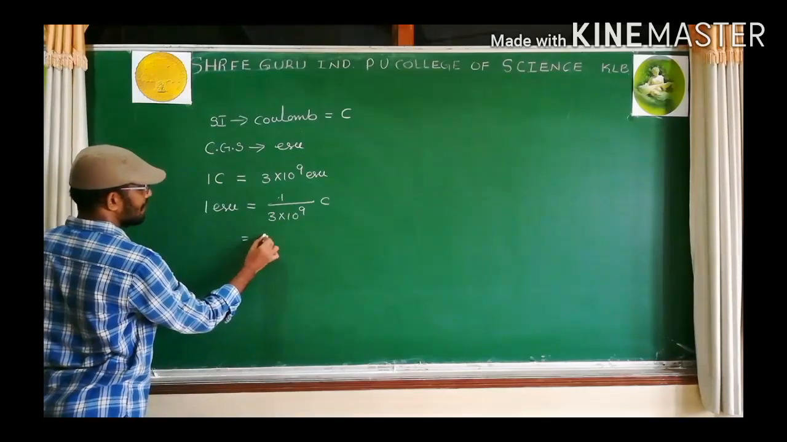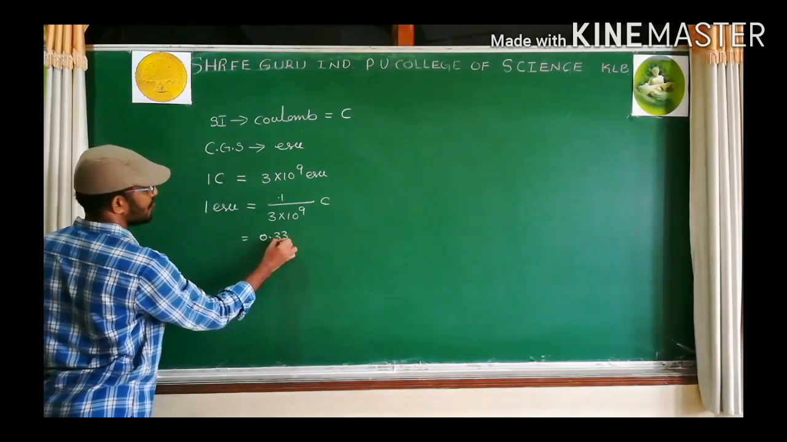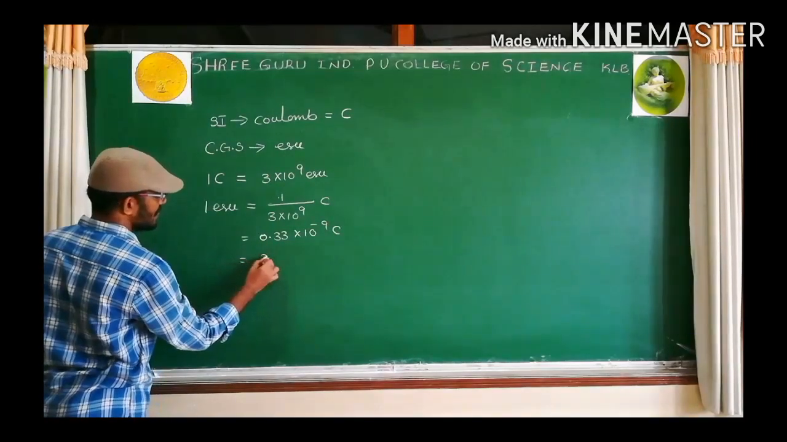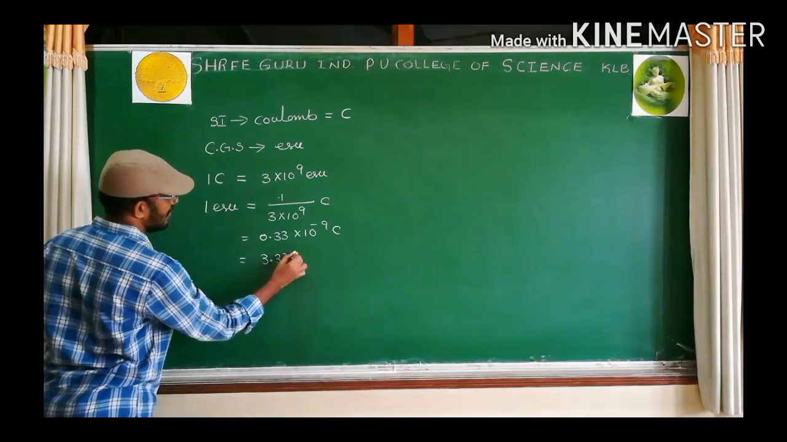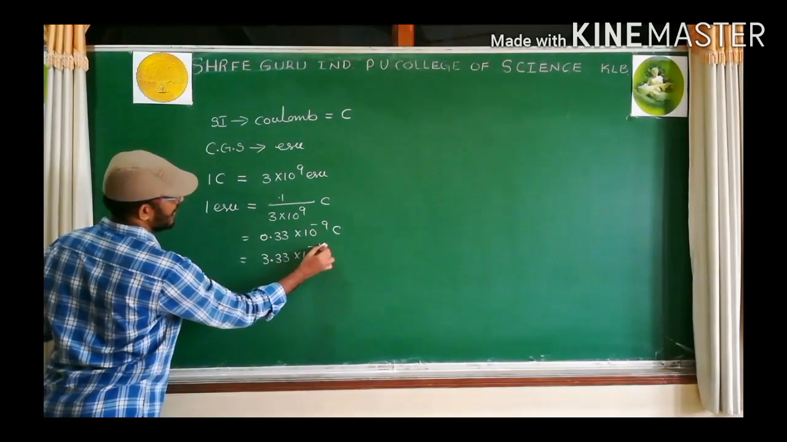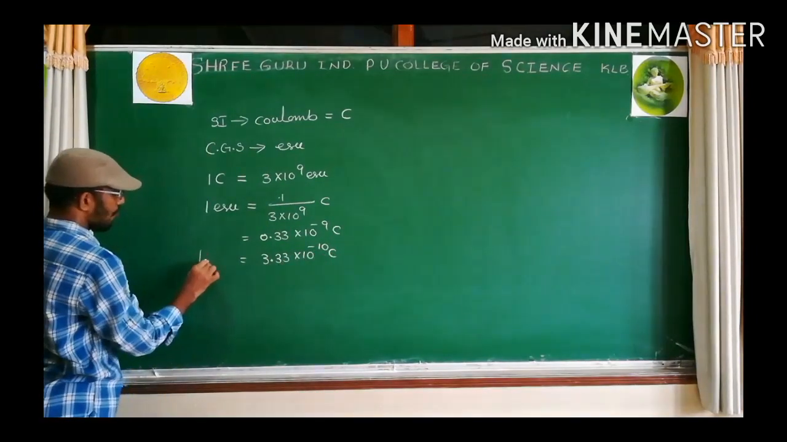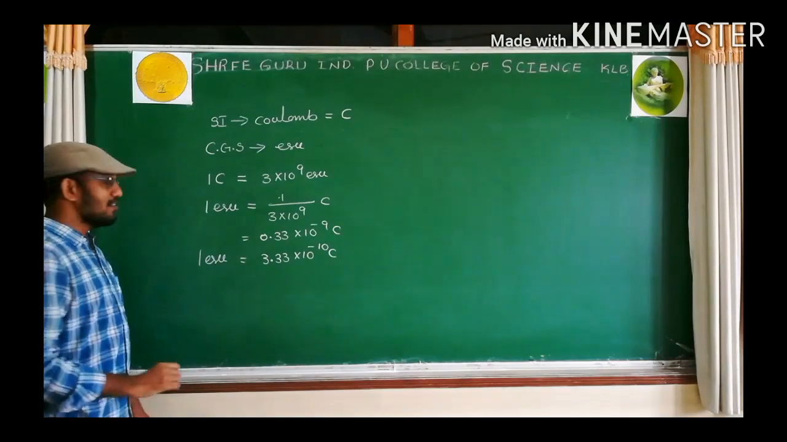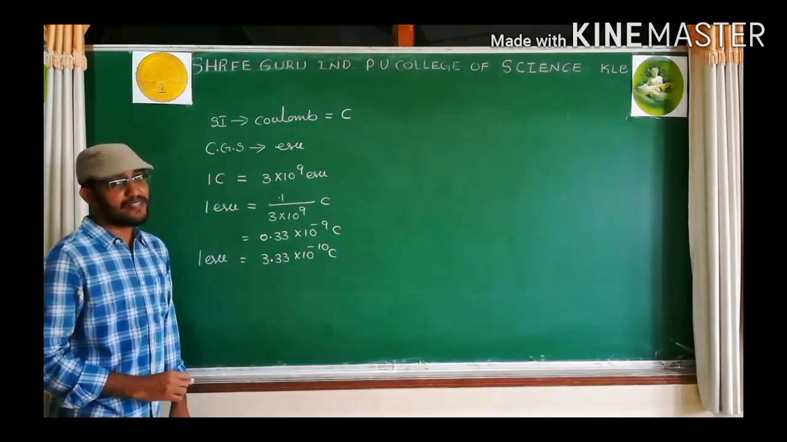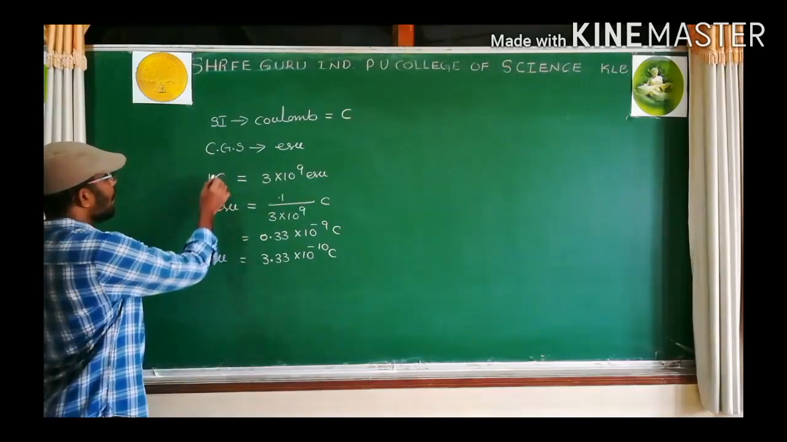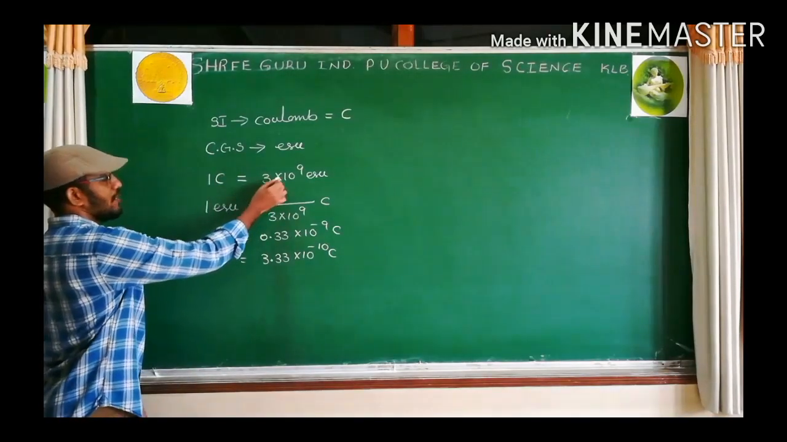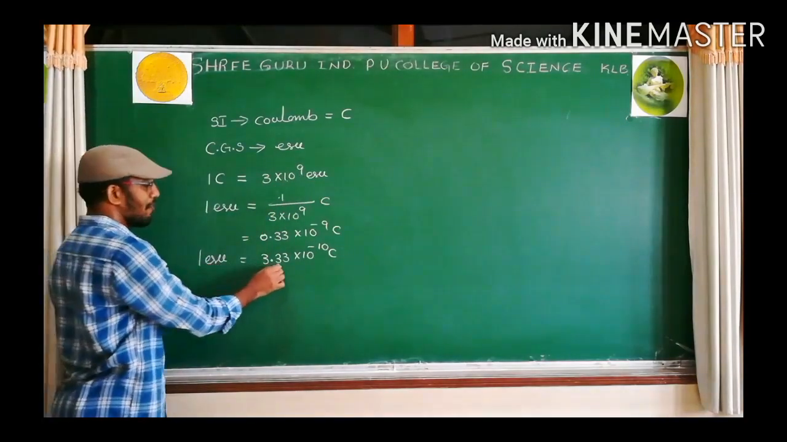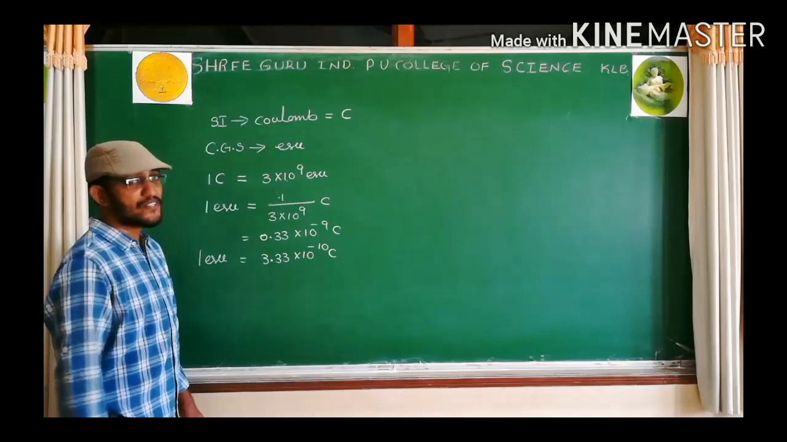1 by 3 means 0.33 into 10 power minus 9 Coulomb, which is 3.33 into 10 power minus 10 Coulomb. So 1 ESU is equal to 3.33 into 10 power minus 10 Coulomb. That means 1 Coulomb is equal to 3 into 10 power 9 ESU, or 1 ESU is equal to 3.33 into 10 power minus 10 Coulombs.